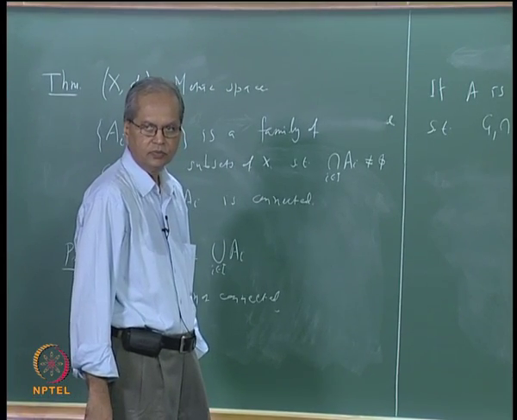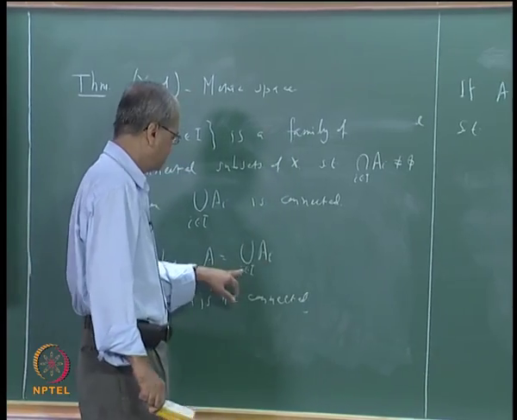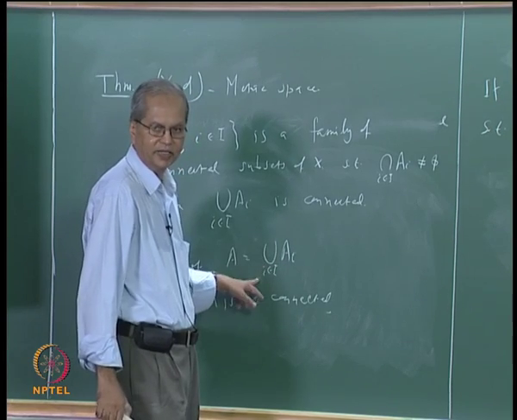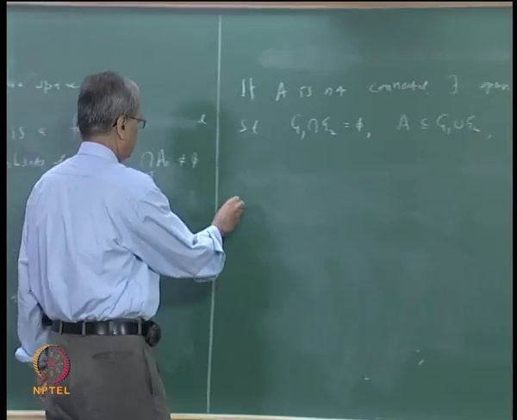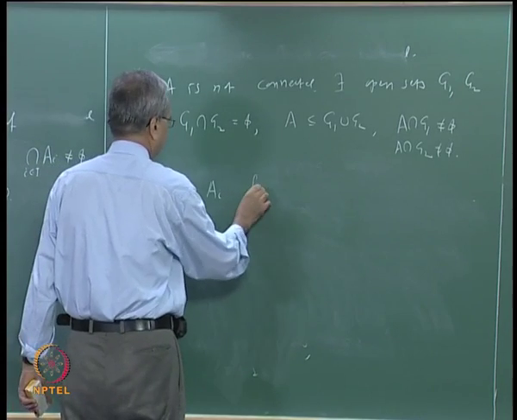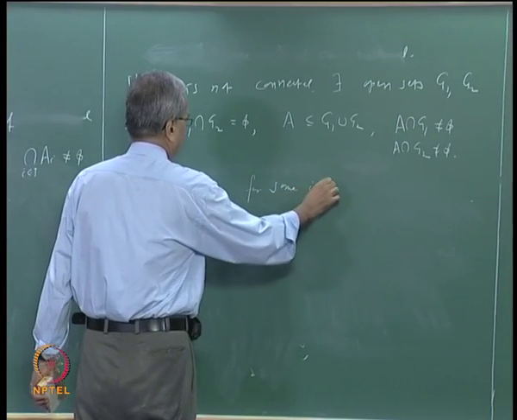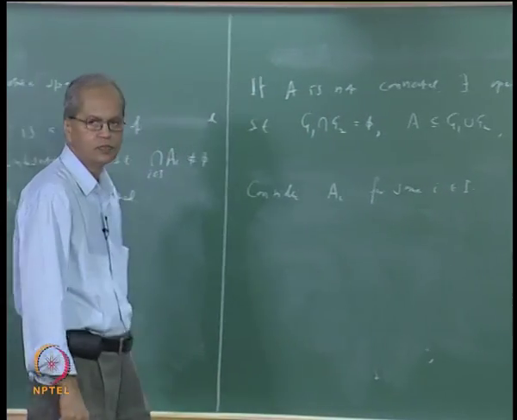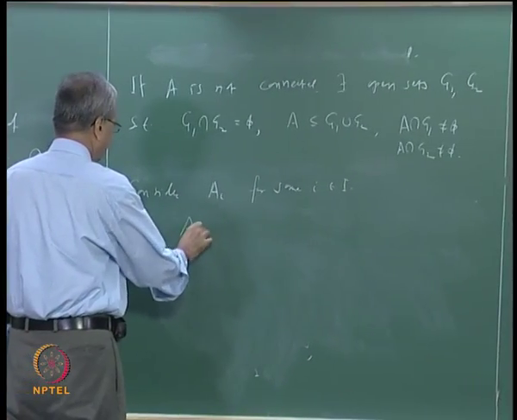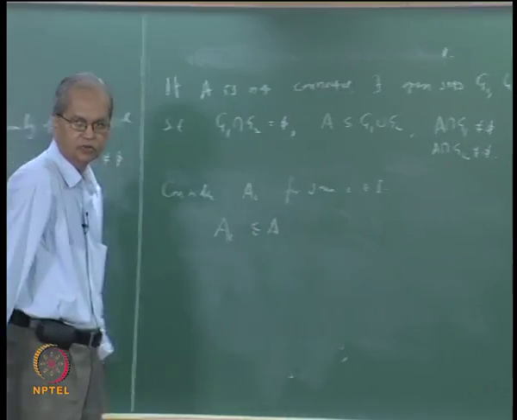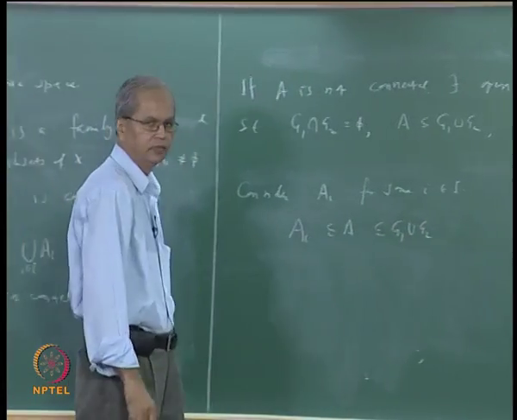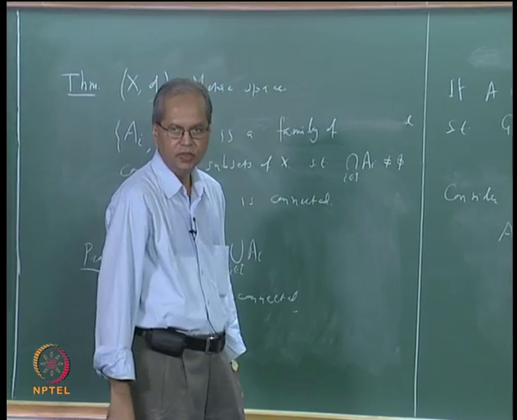But A is a union of these sets, so let us see what follows from that. Consider one such A_i for some i belonging to I. Now since A_i is a subset of A, because A is a union of all such A_i's, and A is contained in G1 union G2, A_i is contained in G1 union G2.